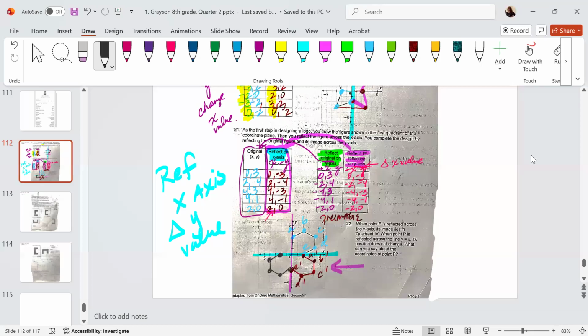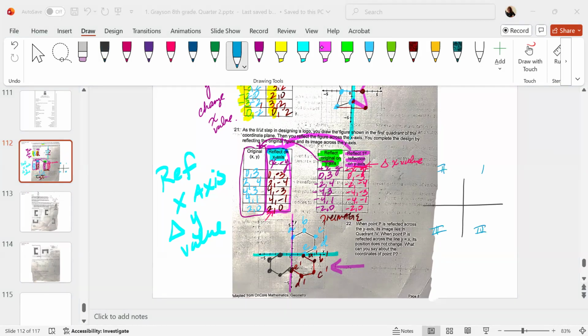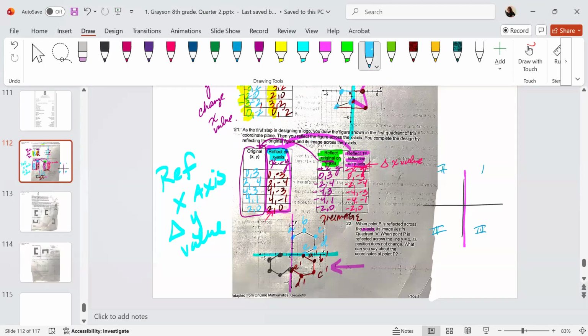Across the y-axis in quadrant IV, when point P is reflected across the line y equals x, its position does not change. What can you say about the coordinates of point P? Okay, so let's first draw. Now label the quadrants. When it's reflected over the y-axis, the image lies in quadrant 4, correct? So if it lands over here after the reflection, where does it start off?